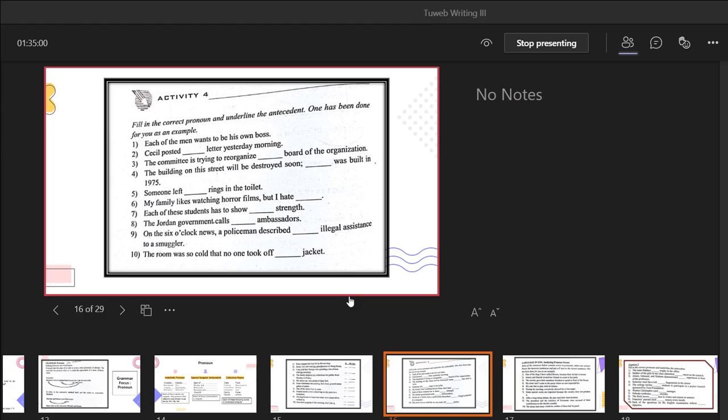Oke, coba nomor 2. Nomor 2, Cecil. Cecil posted her letter yesterday morning. Yes, correct. So her di sini adalah refers to Cecil. Yes, correct. Number 3.